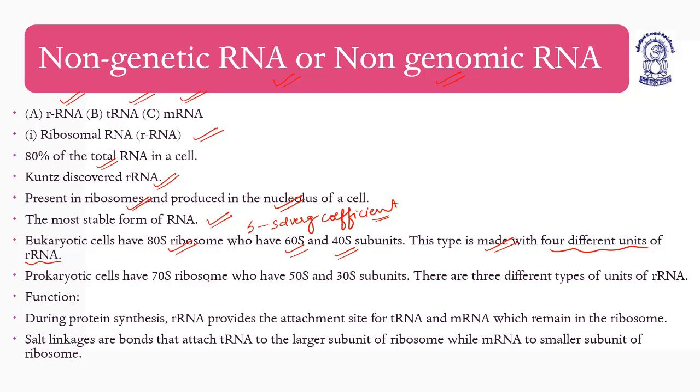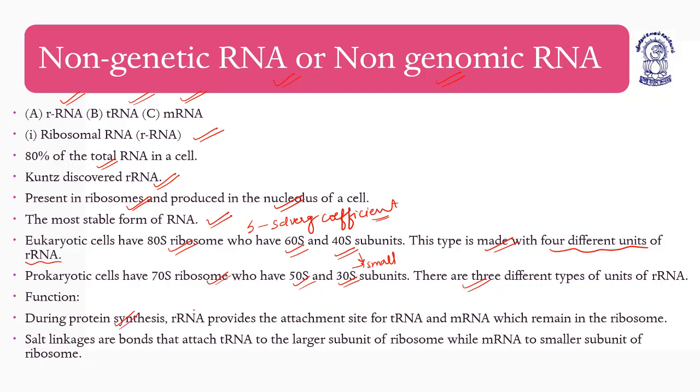Prokaryotic cells have 70S ribosomes, which have 50S and 30S subunits: 30S as the small unit and 50S as the large unit. They are made up of 3 different types of rRNA units. Is it understood?